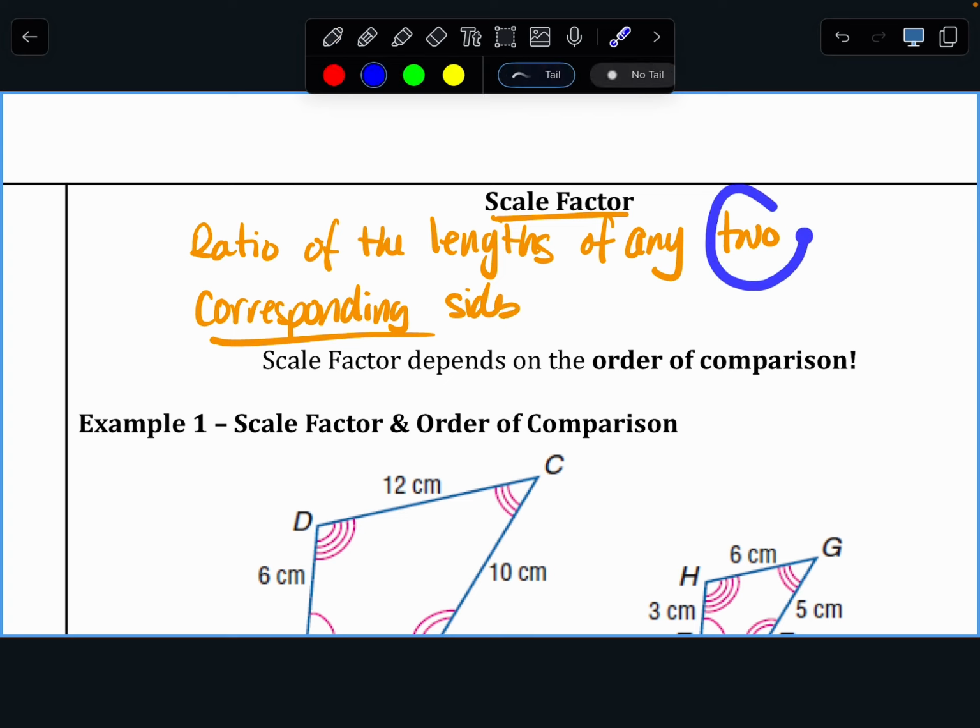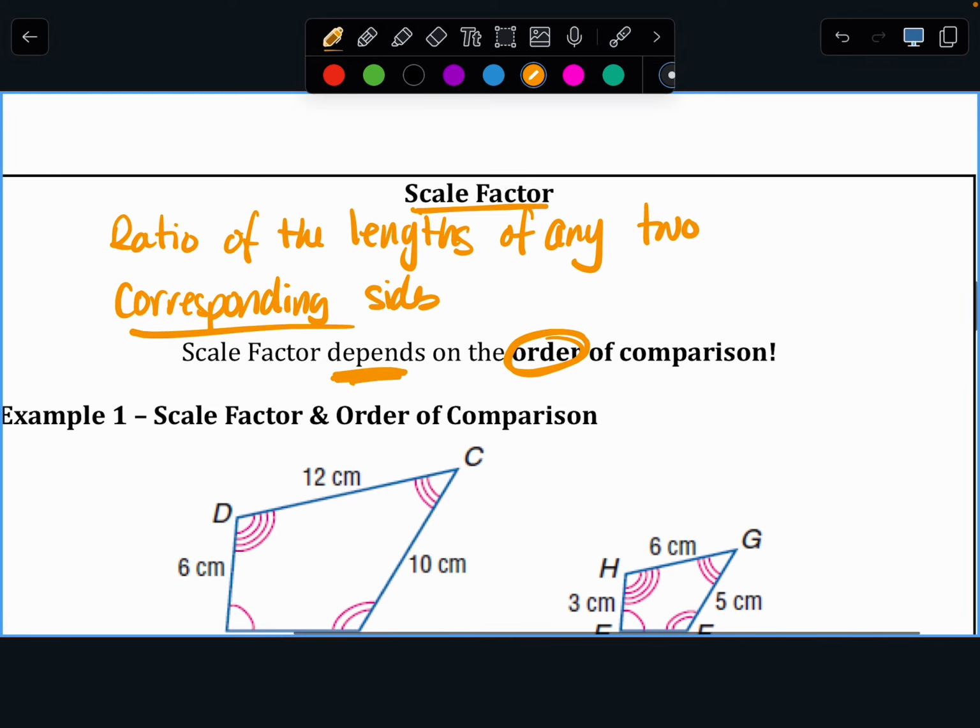Now it says any two, so you think, okay, I can just pick 2 sides. No, no, no. 2 corresponding or matching sides. Scale factor depends on the order of comparison. Are we going small to large or large to small? It matters.